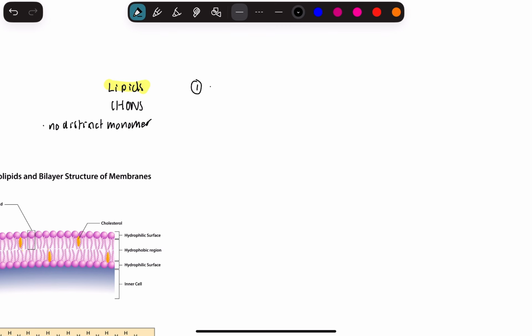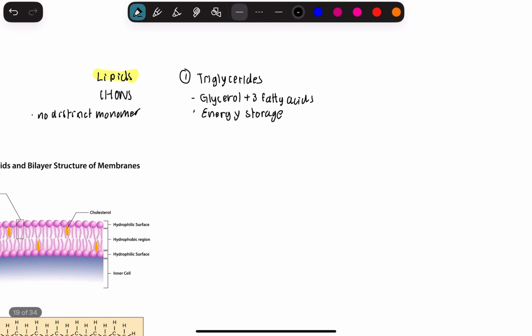First of all, we have triglycerides, and this is made up of a glycerol and 3 fatty acids. The main function for this type of lipid is energy storage. Your triglycerides are storing your energy.